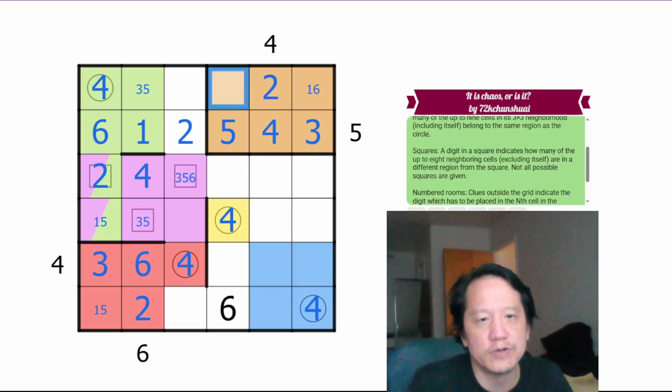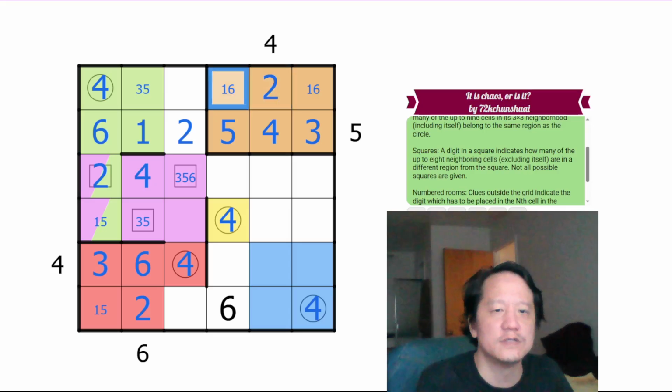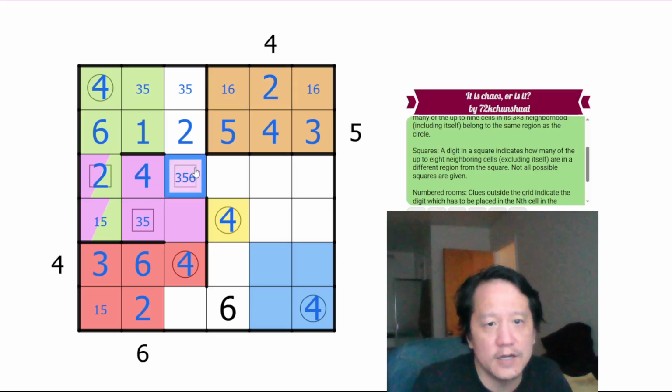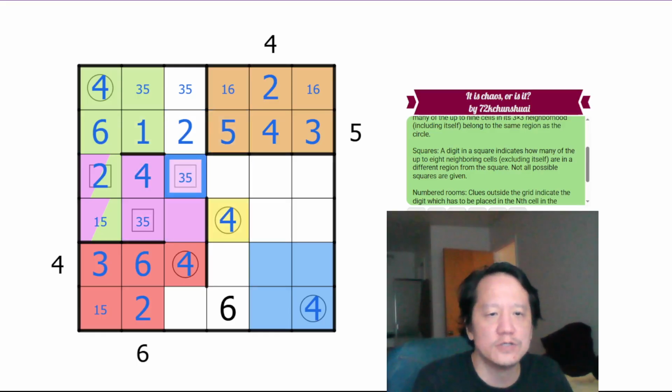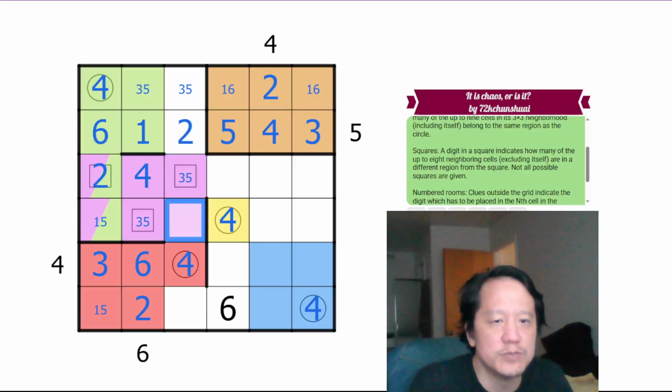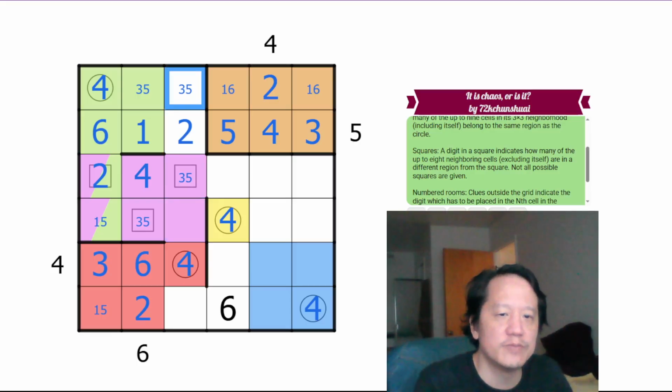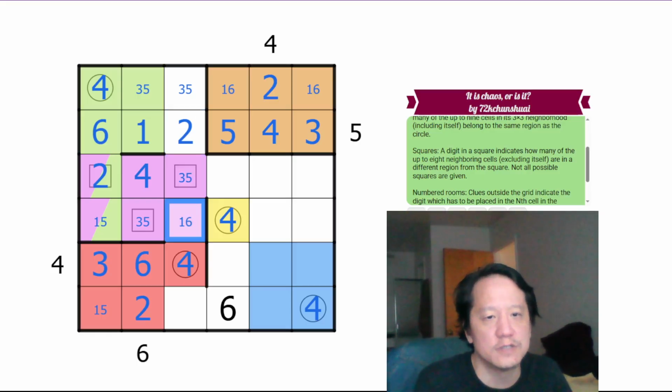This has to be 1 or 6, which eliminates 1 and 6 in the rest of the row, so this is 3 or 5. This is a different region. Can never have 6 because these 3 are not part of the same region. So this is a 3-5, 3-5 pair in the pink region, which means this can't be 3 or 5, it can't be 2 or 4, this is 1 or 6 then.